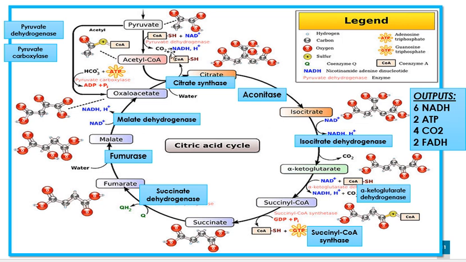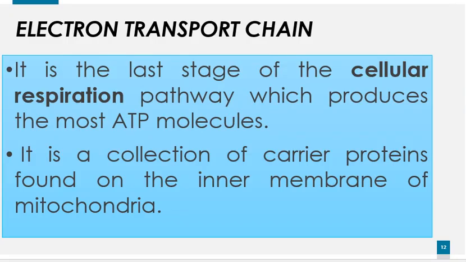But take note that in the oxidation of pyruvate to acetyl-CoA, two carbon dioxide and two NADH are produced. Now, these outputs proceed to the electron transport chain. So what is the electron transport chain? In here, it is the last stage of the cellular respiration pathway which produces the most ATP molecules. So this is what produces a lot of ATP.